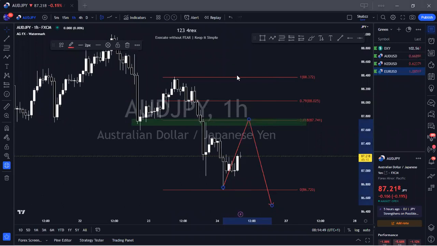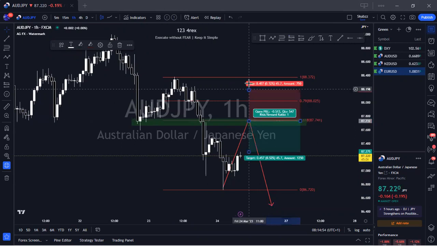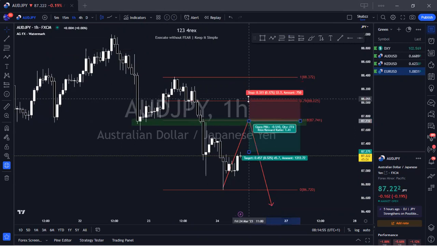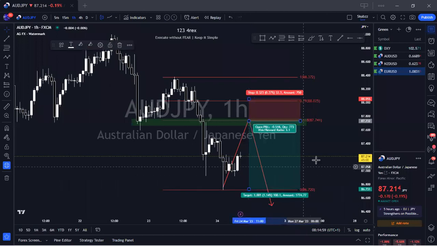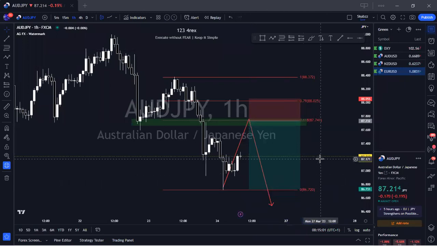Yeah, it's actually in a downtrend. I know it's in a downtrend. So it's going to look like this. That's basically what we can watch out for.